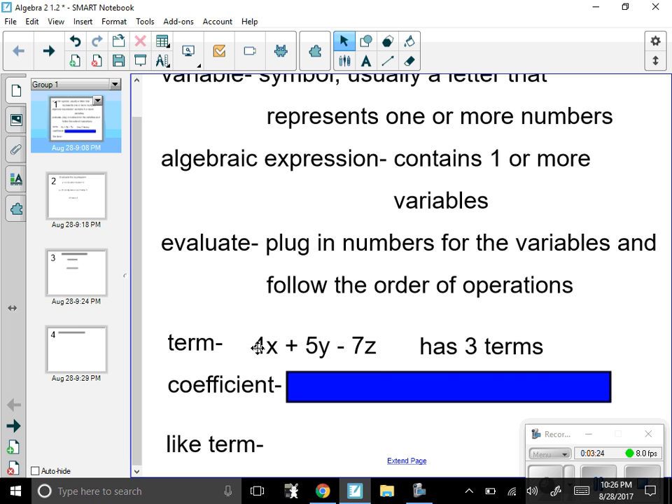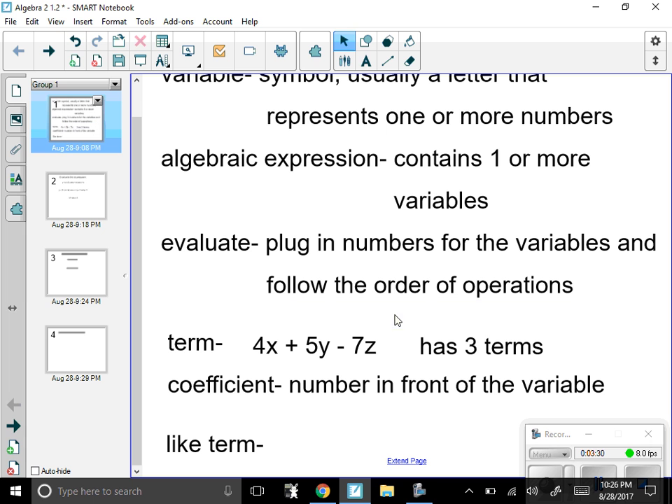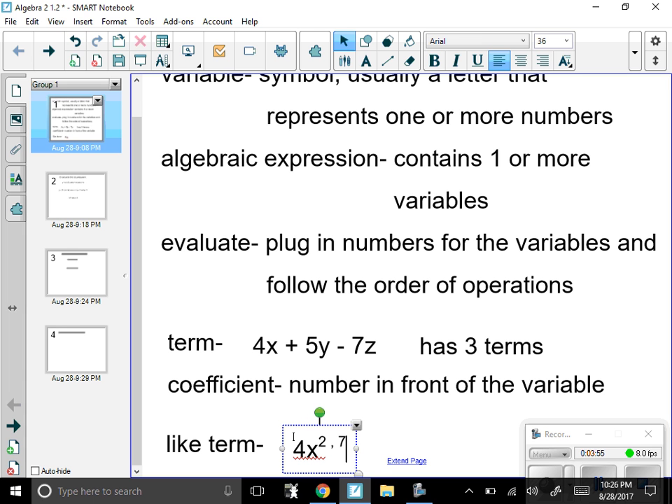Coefficient, well, in the problem above, it would be 4, 5, and -7. A coefficient is the number in front of the variable. And we already established this, but like terms are terms that have the exact same variable or variables. So like 4x squared and 7x squared are like terms because they have the exact same variables raised to the exact same powers.